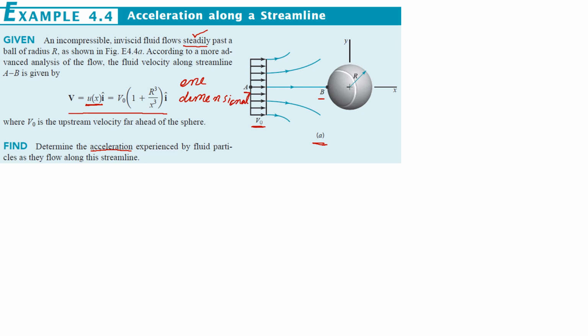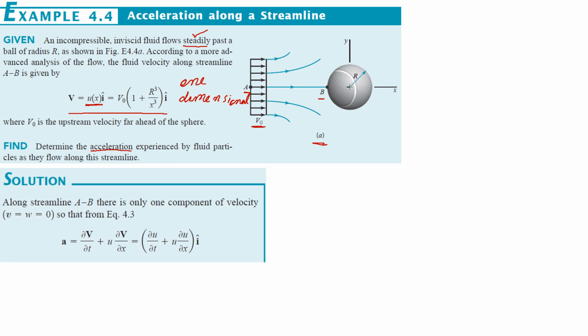So what we are going to do, we are going to use our material derivatives, and we are then going to calculate our acceleration using our material derivative equation. So here, this is how our material derivative equation will look like. In this case, along the streamline AB, there is only one component of velocity.